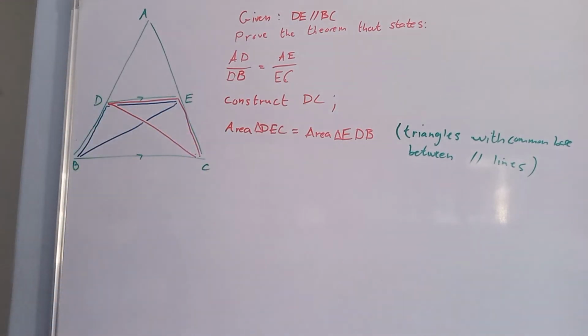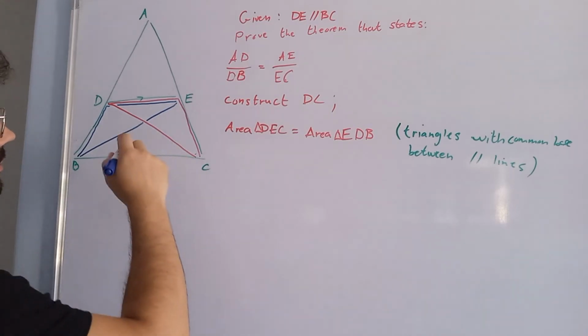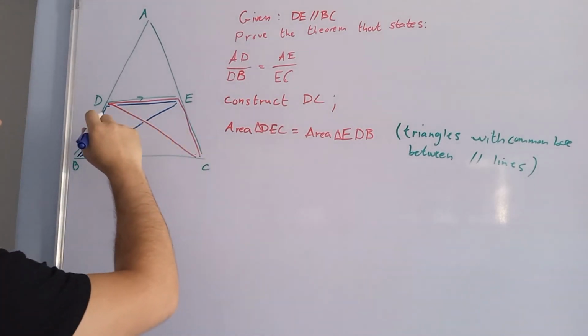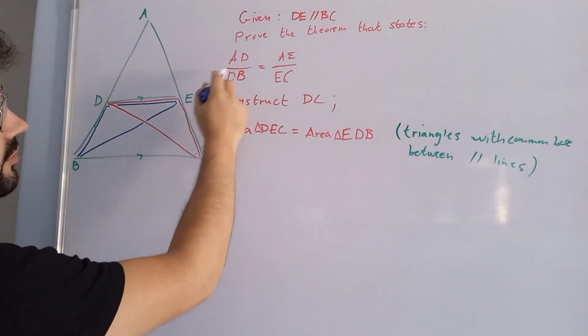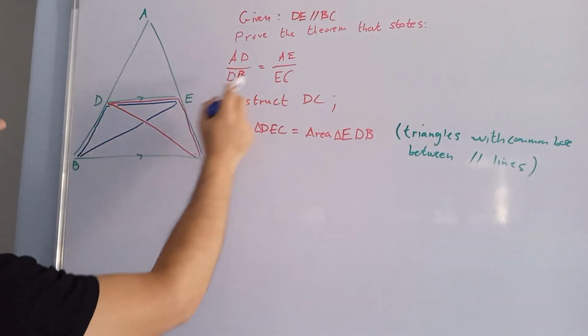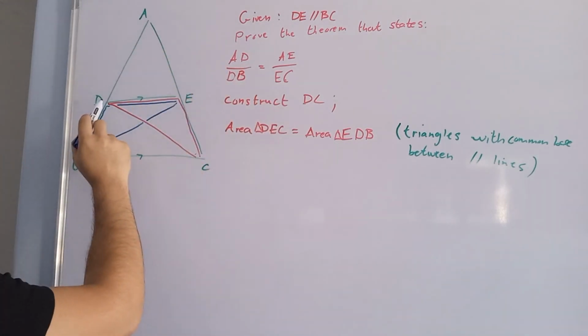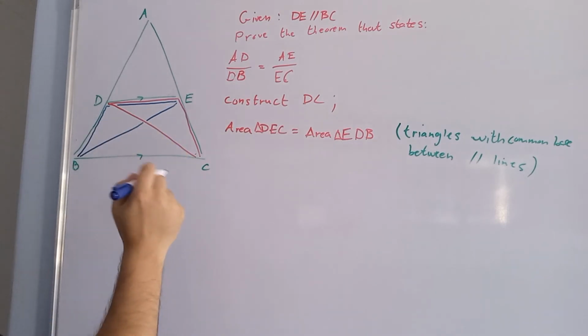All right, so how does this help us? This is where we get to the third part of the proof. In this third part, we're going to use the ratio of their areas to get the ratio of the sides. To do that, we want to show that AD over DB is equal to AE over EC. Now you'll notice that these triangles have common vertices.